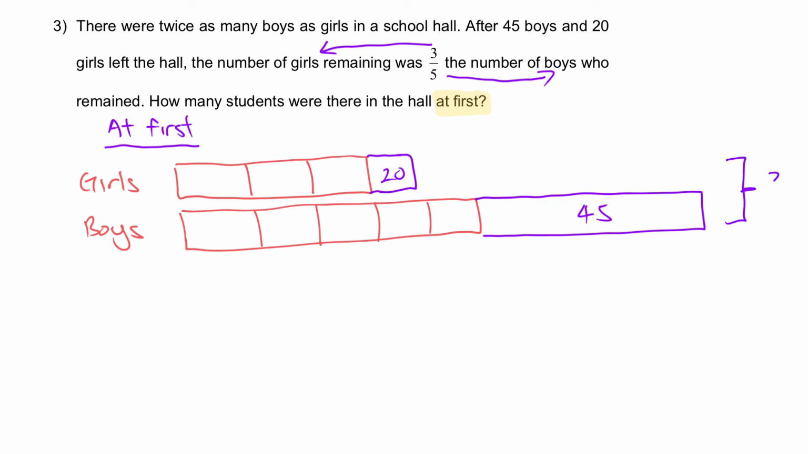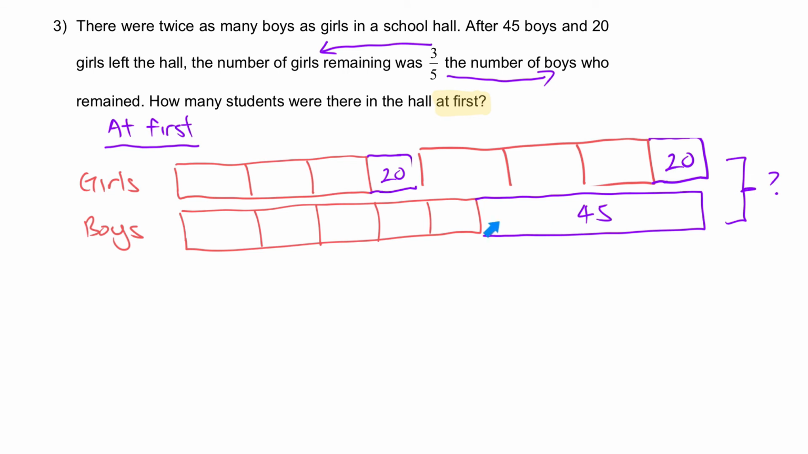Here, the whole thing at first. There were twice as many boys as girls in the school hall. This entire thing is twice of this. What it means is, what if I take the number of girls and multiply it by 2? If I multiply it by 2, it should give me the same number. Do you get the idea what I'm trying to do here?